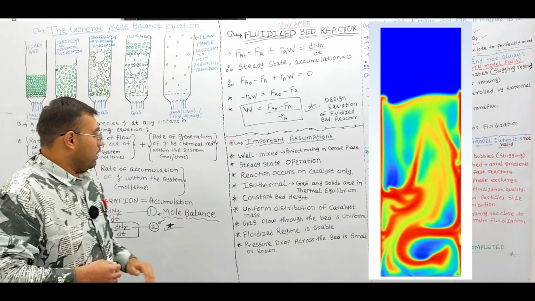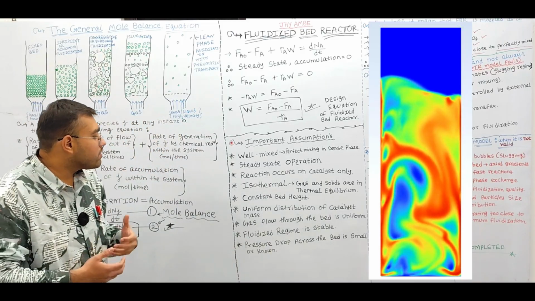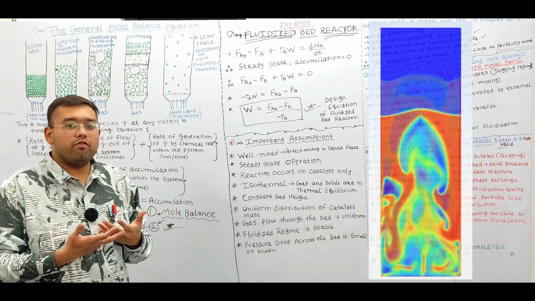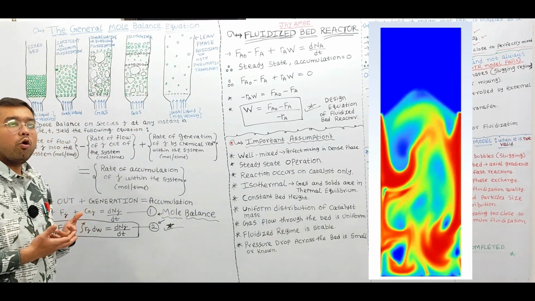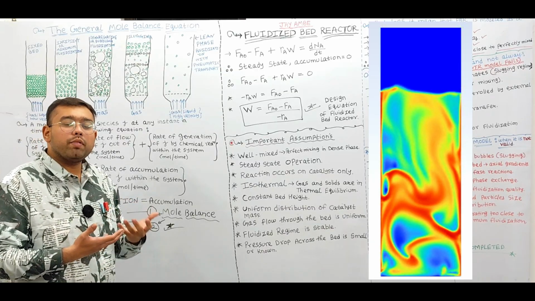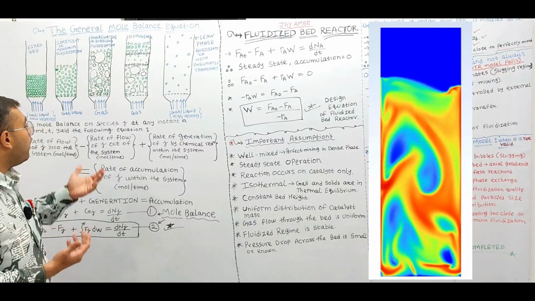Okay, the next assumption is the fluidization regime is stable, which means we need to operate the fluidized bed reactor in certain operating regions, which means a specific set of conditions or operating parameters under which a fluidized bed reactor is functioning, right?